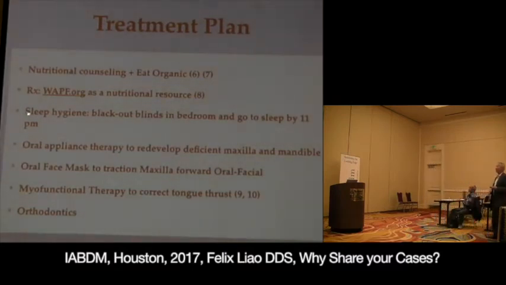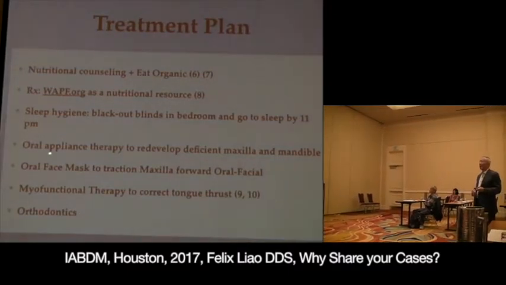Okay, sleep hygiene. We told her to use blackout blinds in her bedroom. Cost $80, $90. Most people who are serious about their sleep will spend the money on that. It's available from Home Depot, for example.